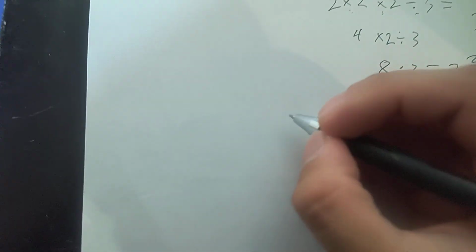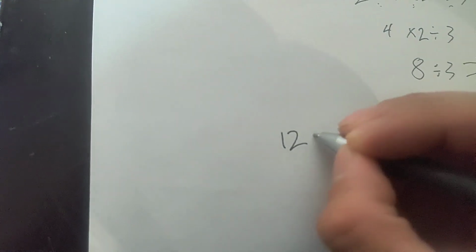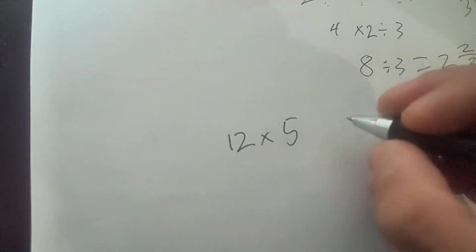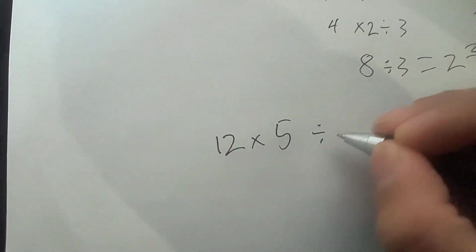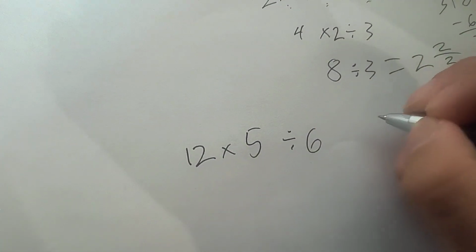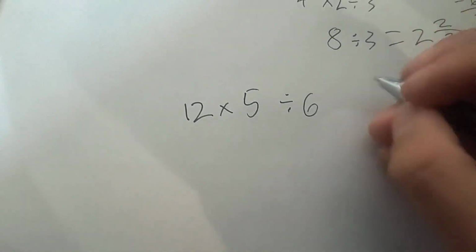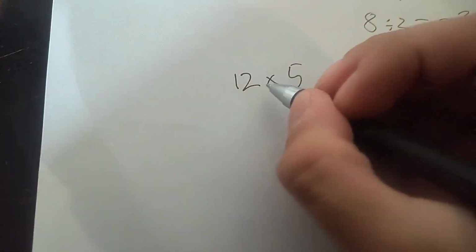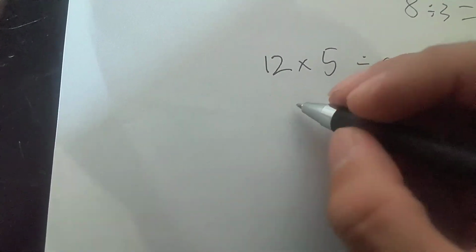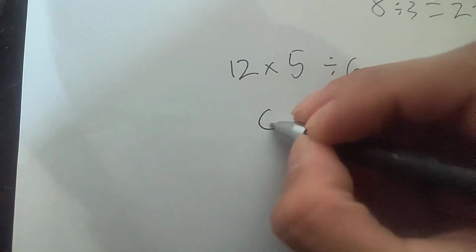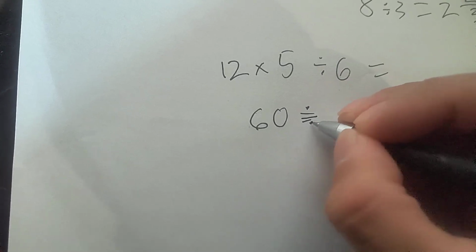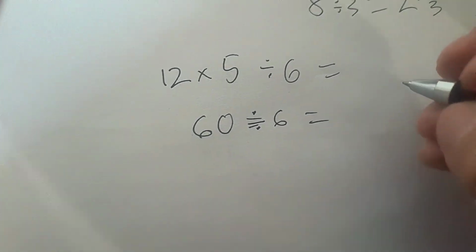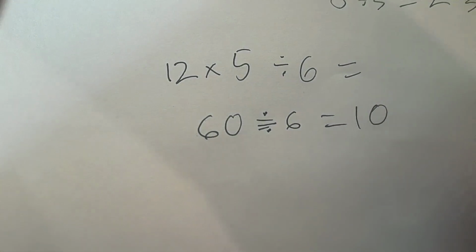Let's do another one. One that's a bit more complicated than that. Okay, 12 times 5 divided by 6. Okay, what does that equal? Well, 12 times 5 is 60. 60 divided by 6 is equal to 10.